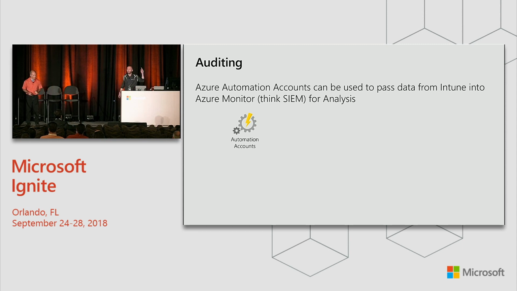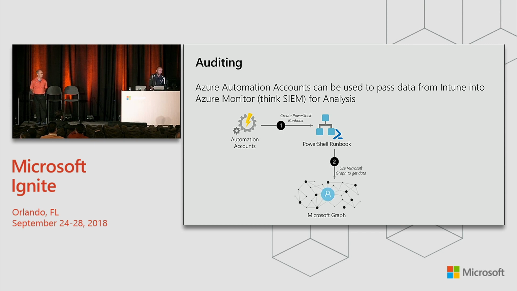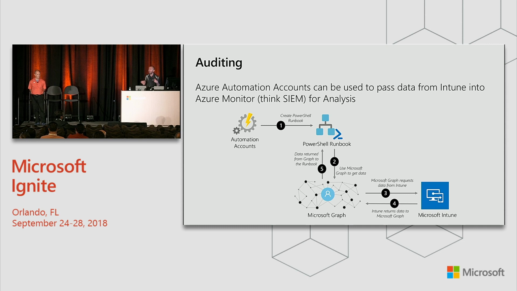So how many people want to take their auditing data from Intune into another solution? Okay, quite cool. What the demo shows is how to use automation accounts. Basically, with automation accounts we can use PowerShell runbooks. From a PowerShell runbook, we can then use Graph. Graph can then talk to Microsoft Intune to pull back that auditing data. It can then return it to Graph, and then Graph will return it to the runbook itself. The runbook then can send that data to Log Analytics. So we're going to jump straight over to a demo. That's kind of how it's constructed.